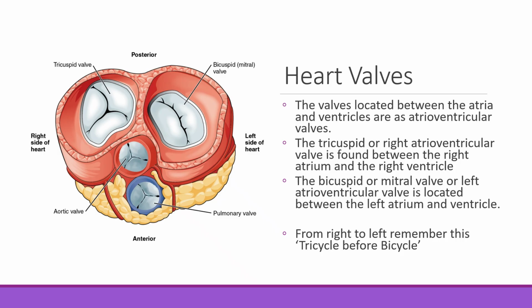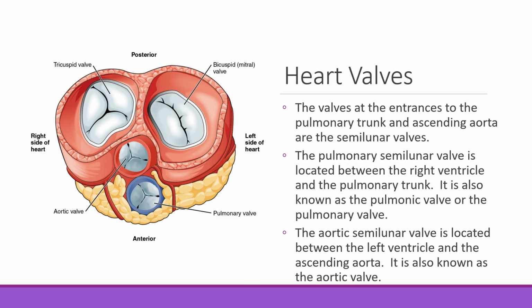That's your left atrioventricular valve. So bicuspid, mitral valve, or left atrioventricular valve all mean the same thing, and it's between the left atrium and ventricle. If you're trying to remember which one comes first, we always go from right to left whenever we're looking at things in anatomy. So going from right to left, it's tricycle before bicycle. You ride a tricycle before you ride a bicycle, right? So tri is on the right side, bi is on the left.